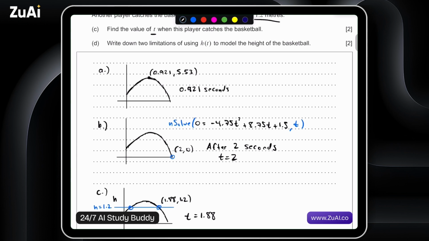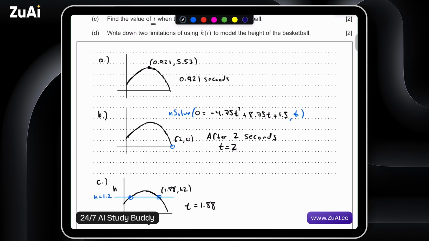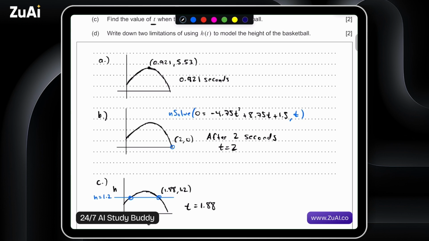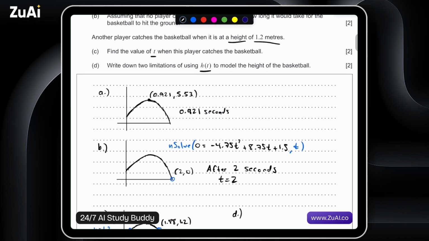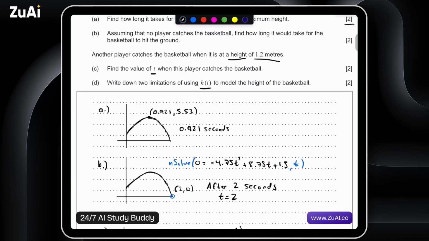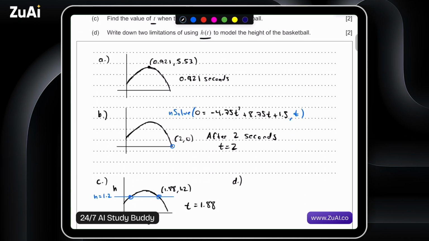Part D, write down 2 limitations of using h of t to model the height of the basketball. Remember, h of t is just what we're calling this function. So what are some limitations of using this function to model the height of the basketball through time? What are 2 limitations? Real world question, potentially, it ignores air resistance.